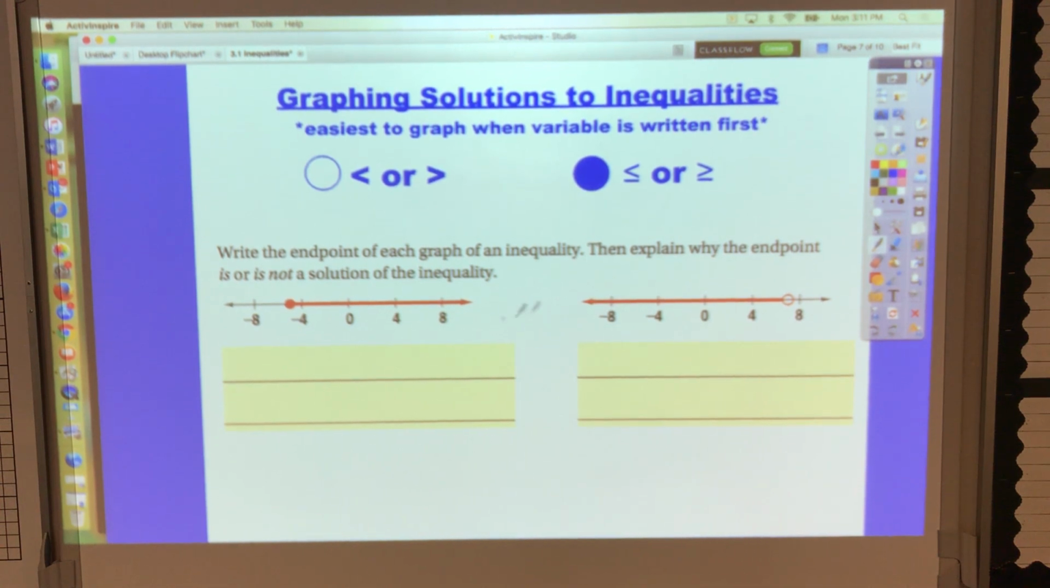So to reiterate this, it says write the endpoint of each graph of an inequality, then explain why the endpoint is or is not a solution of the inequality. For this first one, we have a filled in circle, a solid circle, and it's at -5. And since -5 is in a solid circle, it is a solution, because that represents in or equal to.